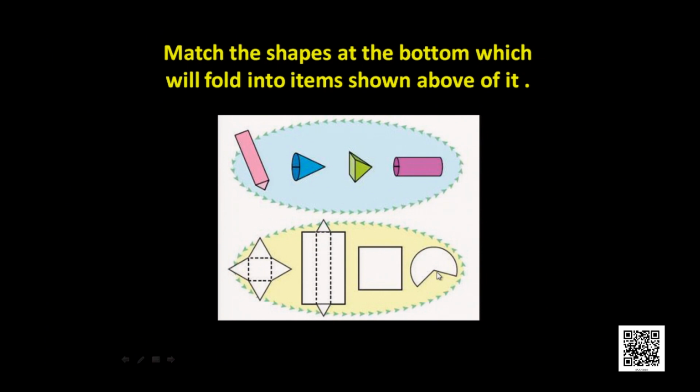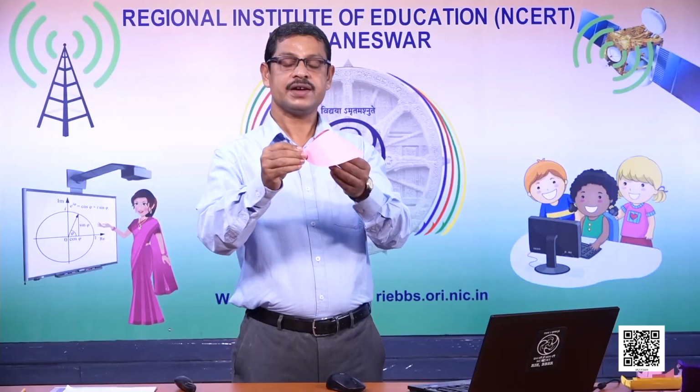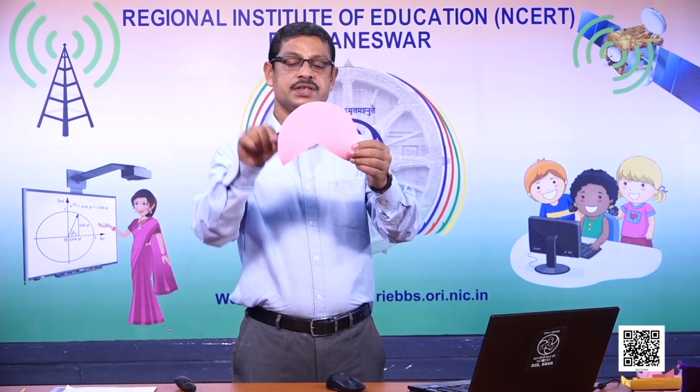Similarly, here you see this figure. It is like this. If I fold it, what will I get? Let me find out. You see I am getting a cone here. Again I am doing it, you see this is a circle, I have cut some part of it, then I am folding it, I am getting a cone. So, when the last shape is folded, I am getting a cone. So, now you can match the items easily.